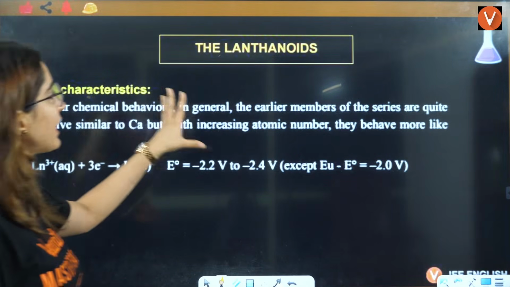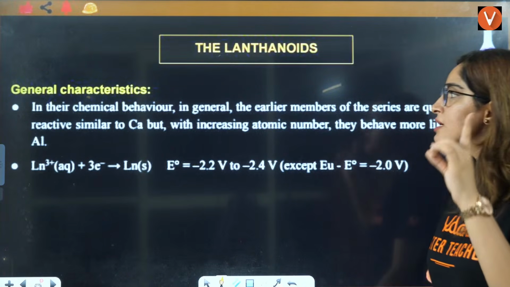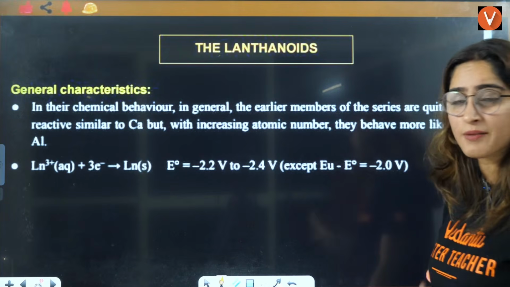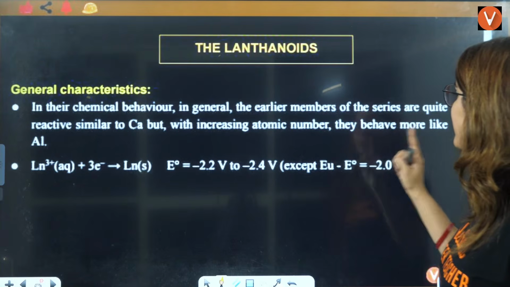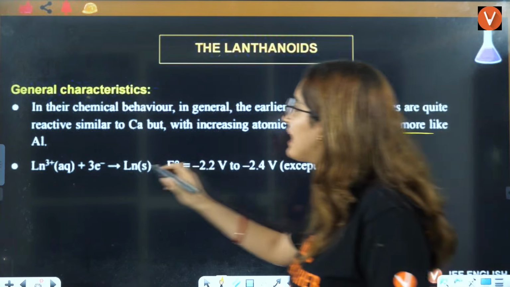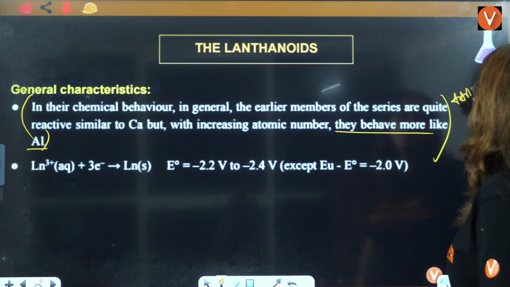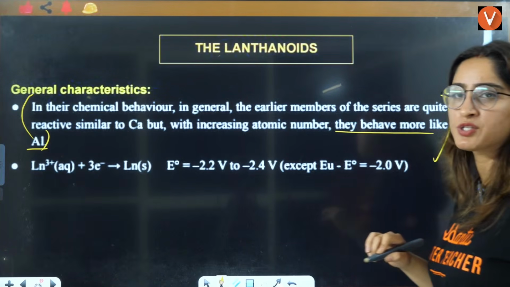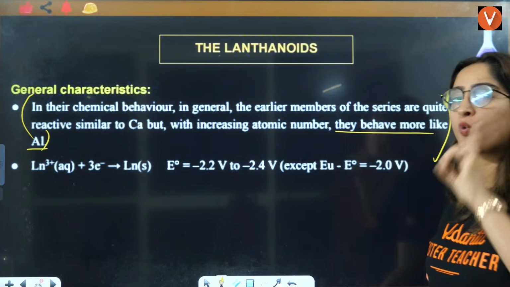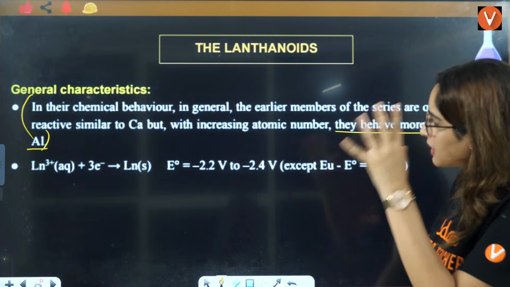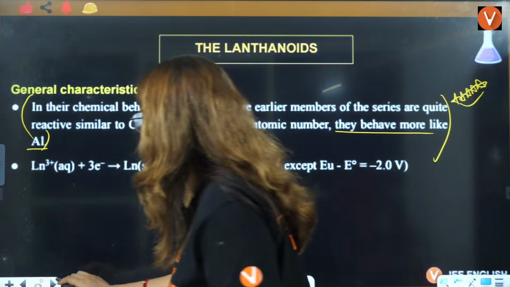In their chemical behavior, the earlier members of the series are quite reactive, similar to calcium. Their properties match with calcium, but with increasing atomic number, they behave more like aluminium. This is an important point. They have also asked a question based on this. In their chemical behavior, the earlier members of the series are quite reactive, similar to calcium, but with increasing atomic number, they behave more like aluminium, right?